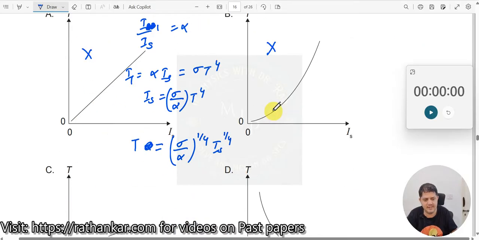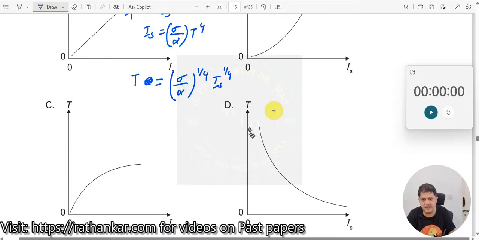Now let us look at the next one here. Since it's proportional to IS to the power of 1 by 4, this could be the right answer. Why not this one here? Because at T equal to 0, IS will also be 0. But here you see at T equal to 0, IS has a much larger value. It is going to infinity over here. So therefore, this is also incorrect. So based on the elimination of options, you can now say C could be the right answer.